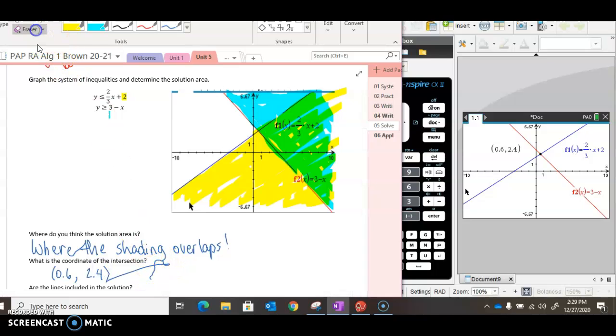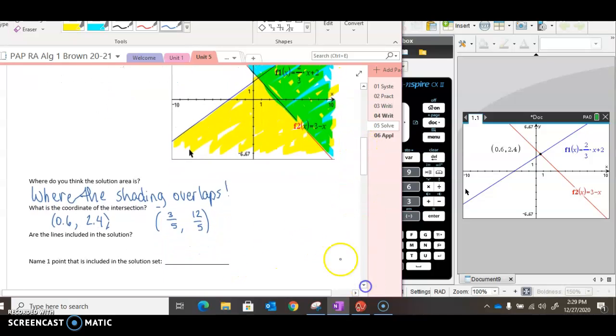If you want to live in fraction land with me, that is at 3/5, 12/5. Okay. Either of those is acceptable.